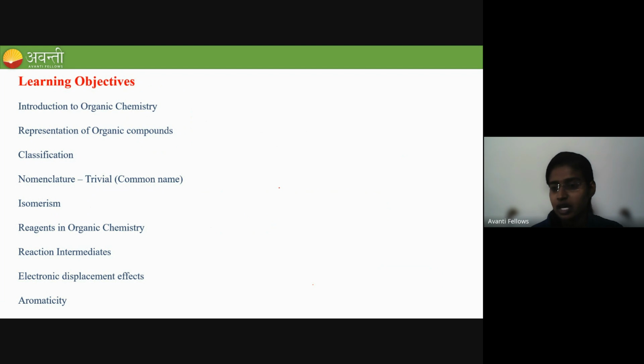We have 4 effects, right? All those 4 effects we will discuss, and at last we will discuss aromaticity. All these things we have discussed in detail during the class time. Now we are going to see the gist of all these things in this session. We will try to cover as many topics as we can for today, and if we cannot complete, we will continue in tomorrow's class. So let's start with the introduction to organic chemistry.